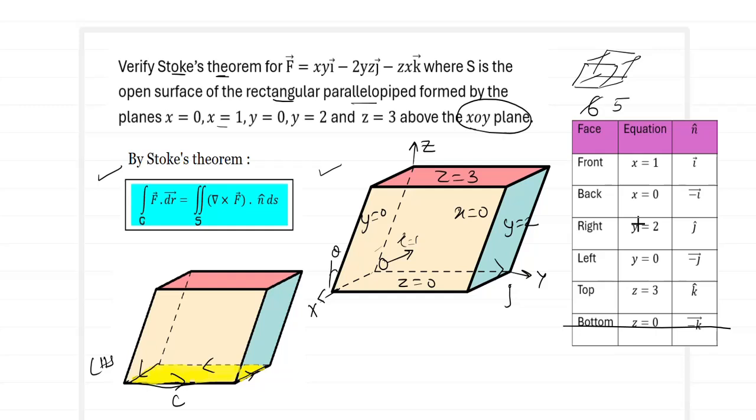This is my direction of j. Now, y equal to 0 is in the opposite direction, so it is minus j. The top one has unit outward drawn normal as k cap, so this is going to be k.